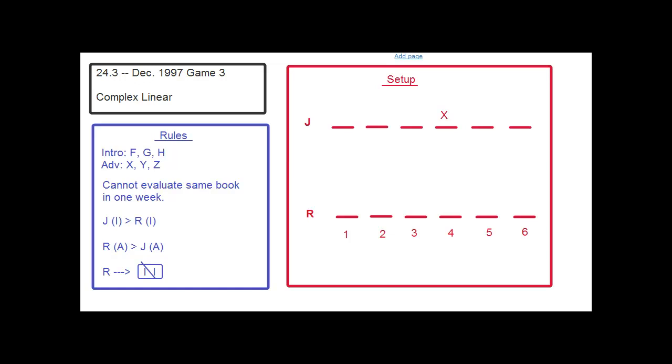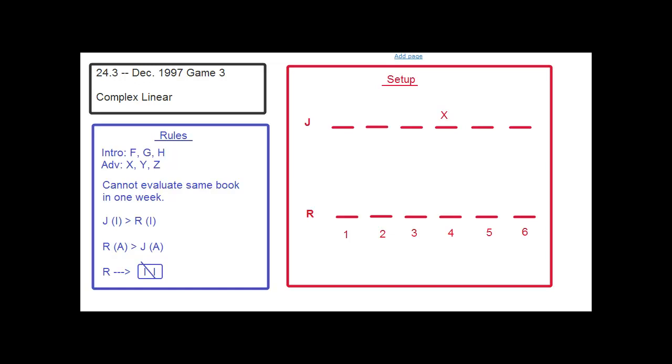So each of the editors is going to read all of the textbooks, and so we need to put them in order. One's for Juarez and one's for Rosenberg. They also give us 2 different kinds of textbooks: introductory, which is F, G, and H, and advanced, which is X, Y, and Z. So, I think people do have problems with this game when they're practicing it, and it is somewhat of a difficult game.